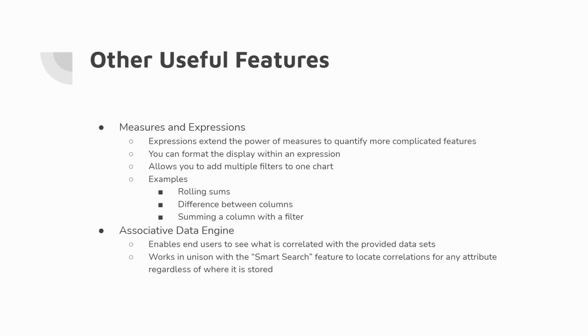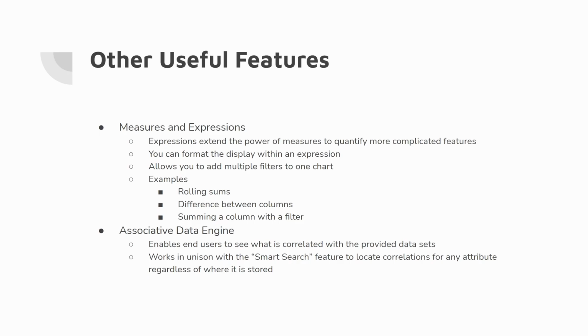You can do easy things like rolling sums, so you can look at sums as time goes on. You can look at operations between columns. So if you want to take the difference between one column and another column, you can make that a measure. You don't have to worry about storing that in another column. And anything else that you might want to actually do some math on your chart or on your data source itself.